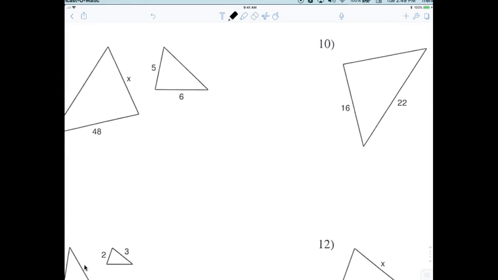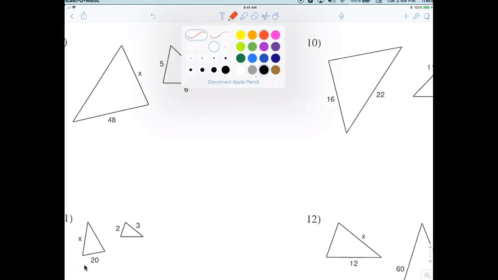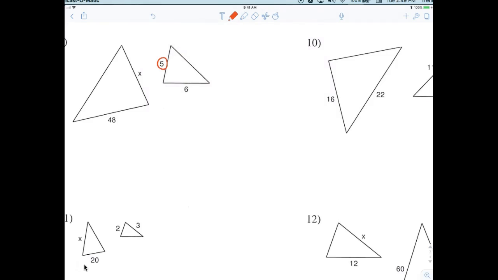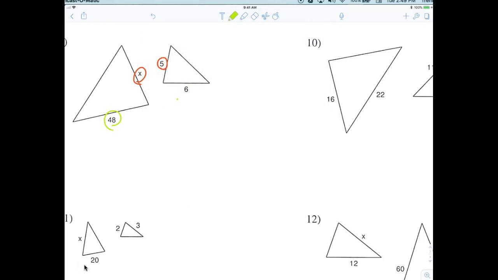Here we go. I'm going to change this up. First of all, here's what I want you to do for me. The 5 corresponds to the x, and these two correspond together. But I'm going to change 6, please. I'm changing 6, so cross out 6.